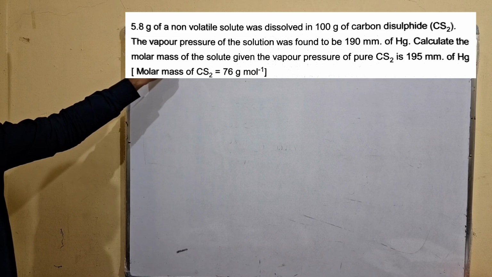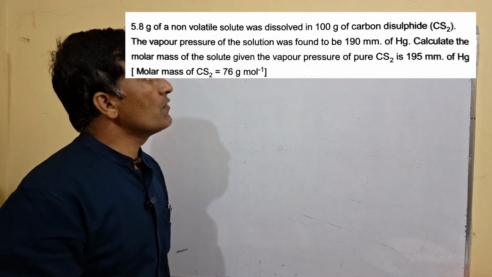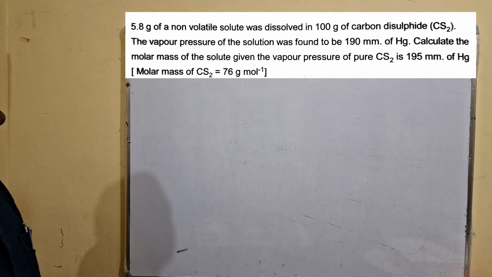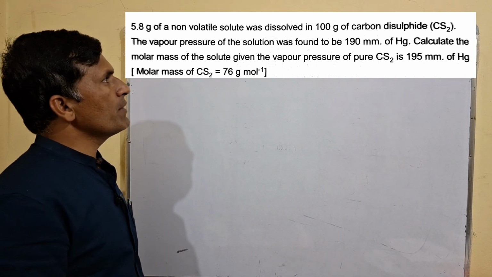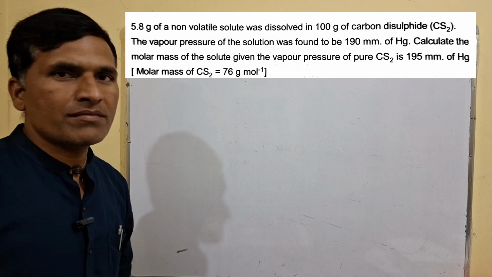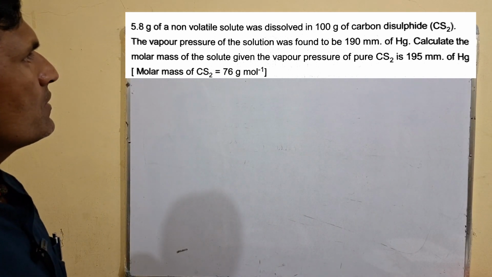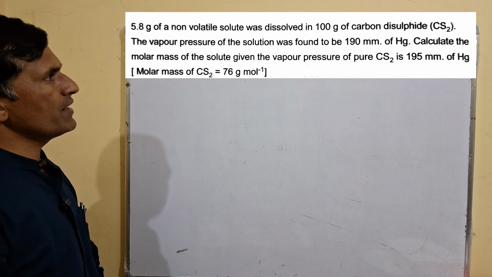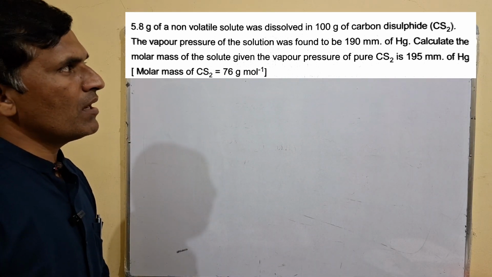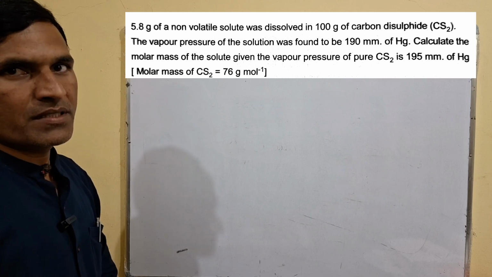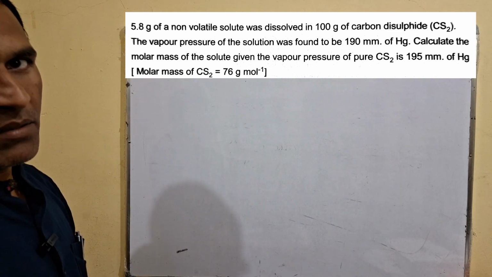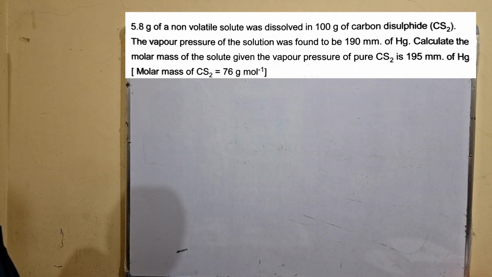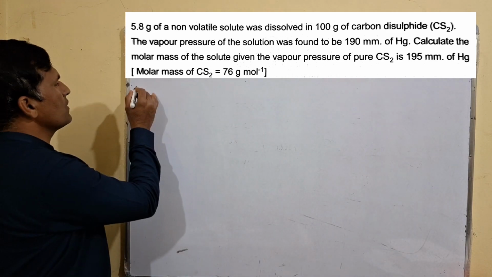5.8 gram of non-volatile solute was dissolved in 100 gram of carbon disulfide. The vapor pressure of the solution was found to be 190 mmHg. Calculate the molecular weight of the given solute. The vapor pressure of pure carbon disulfide is 195 mmHg. The molar mass of carbon disulfide is 76 gram per mole. Once again it is on the lowering of the vapor pressure, right?